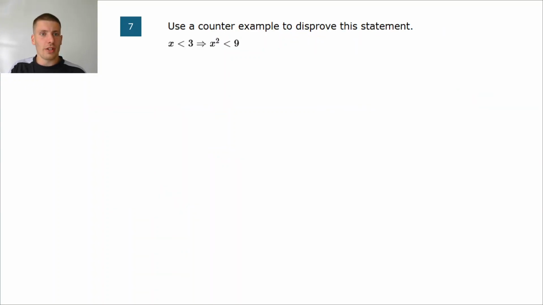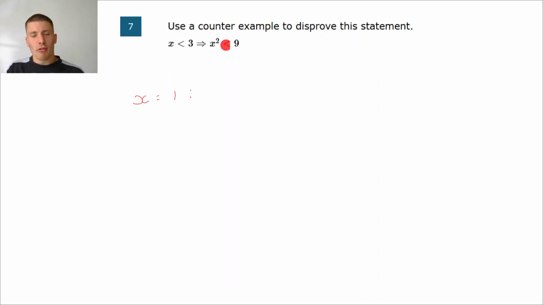Question number 7 says, use a counterexample to disprove the statement. If x is less than 3, this implies, this is consequence, if x is less than 3, this implies that x squared is less than 9. Again, if you weren't sure where to begin, choose an example, but maybe you're starting to spot, I know what I need here. But if you weren't sure, let's just go for a number less than 3, like x being equal to 1, and let's put that in because that is less than 3, which is good.